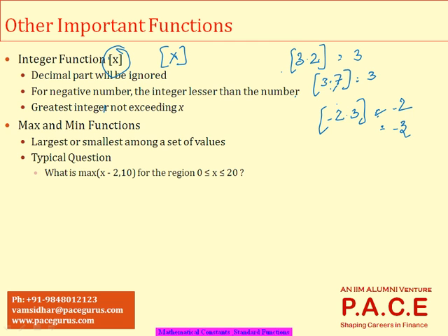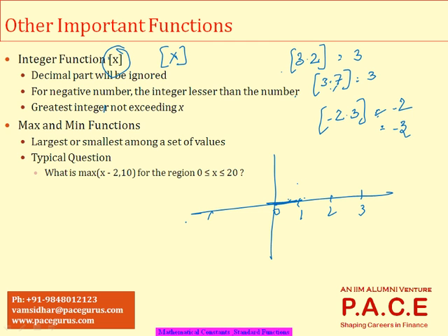So ignore the decimals only in the case of positives. It is straightforward: just ignore the decimal and you will get the integer function value. Whereas for negative numbers, please make sure that you are taking the next integer on the lower side. So the graph for it is more like this. If you have, let's say, 0, 1, 2, 3, any number lying between 0 and 1, the integer value will be 0 itself. So this is a line like this.